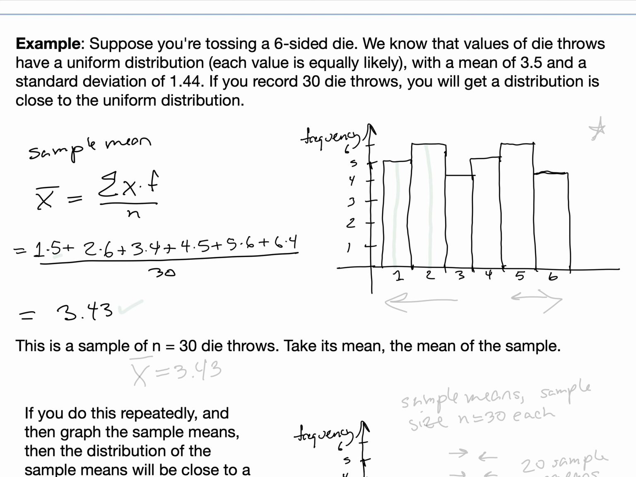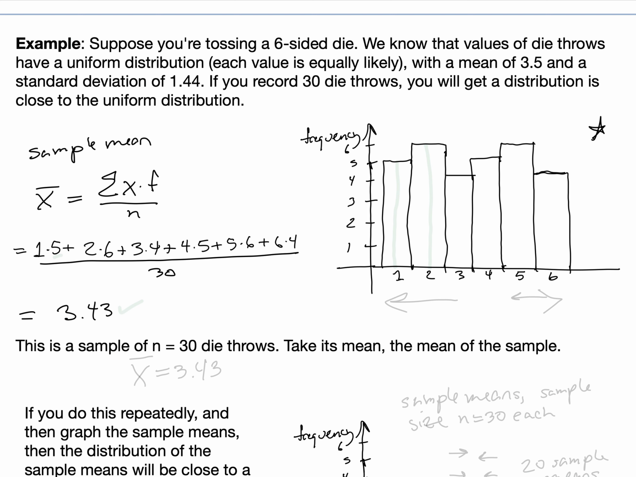So suppose that you toss a die 30 times, and if you do that, you'll get a distribution that's close to the uniform distribution. So here's such a set of 30 randomly chosen numbers between 1 and 6. And we see that this is not perfectly flat across the top. It's not perfectly uniform, but this is meant to model a set of actual data. So it's close to uniform, but not exactly.